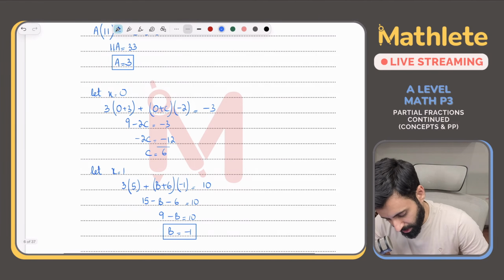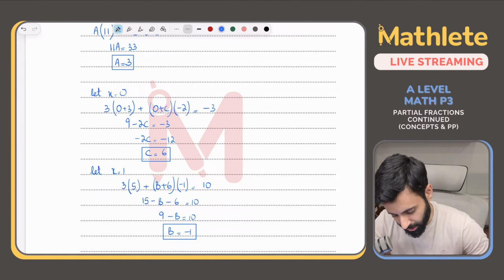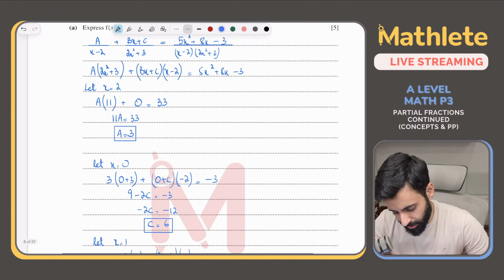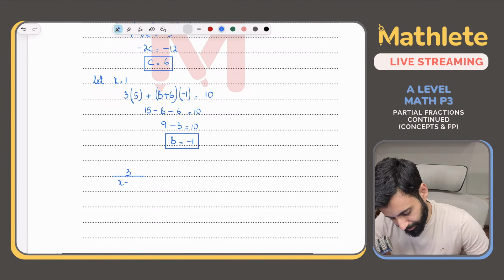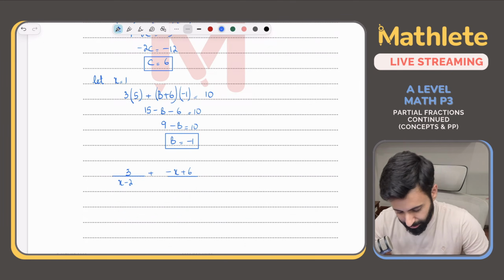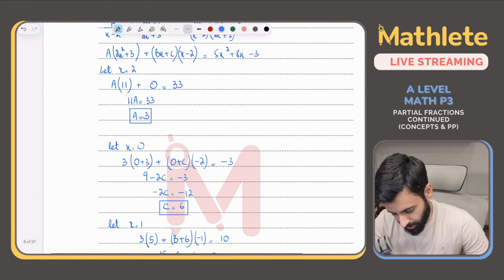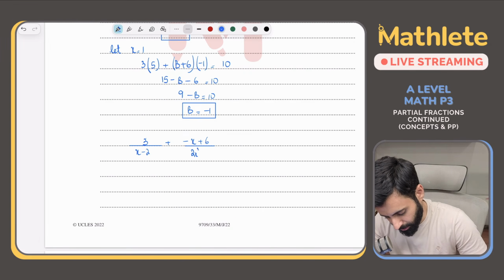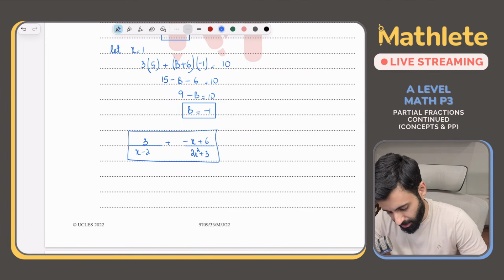And don't just leave it over here. Make sure that you express it in partial fractions. So that means 3 over the linear factor, which is x minus 2, plus bx plus c, which means plus minus x plus 6, over, or you can write it as 6 minus x also if you think that looks nicer, over 2x squared plus 3. There you go. This is the answer.